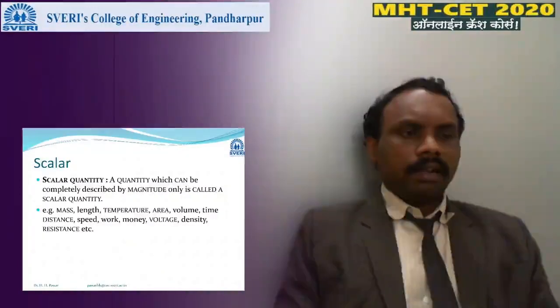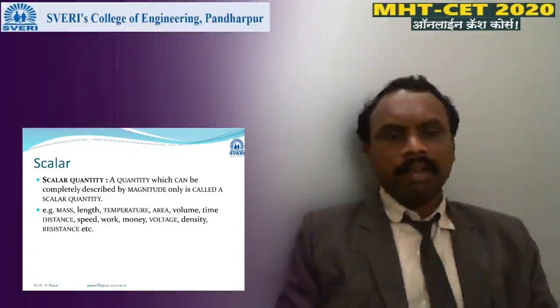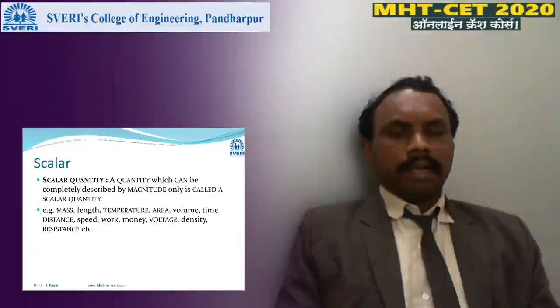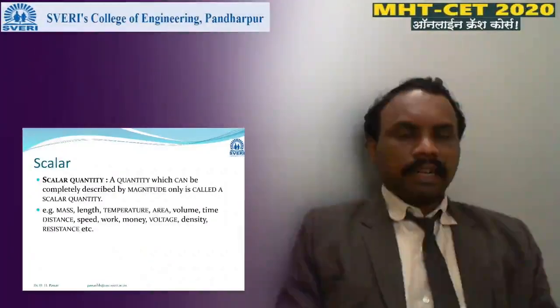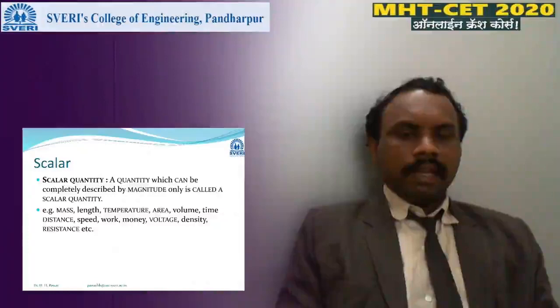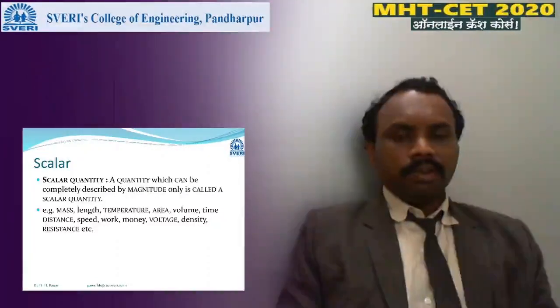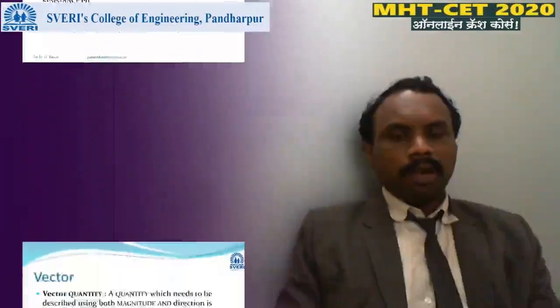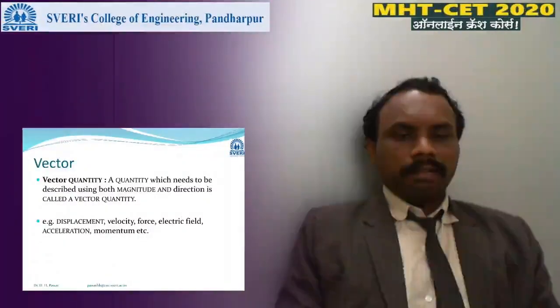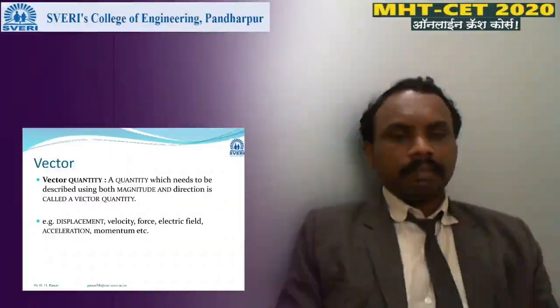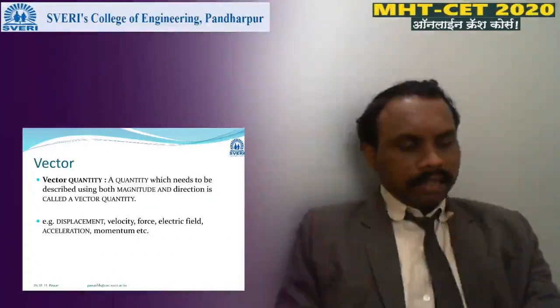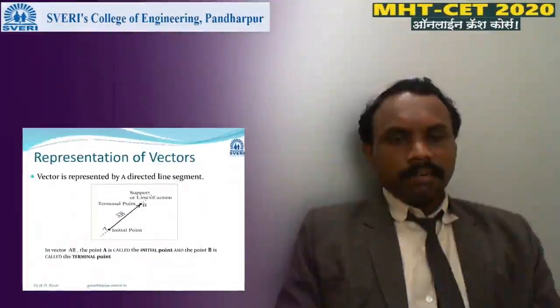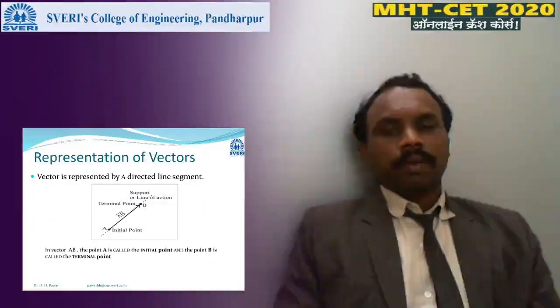Scalar quantity is a quantity which has only magnitude, for example length, temperature, mass, volume, time, distance, speed, density, resistance, etc. And vector quantity is a quantity which has magnitude as well as direction, for example displacement, velocity, force, electric field, acceleration, momentum, etc. Next we'll see the representation of vectors.